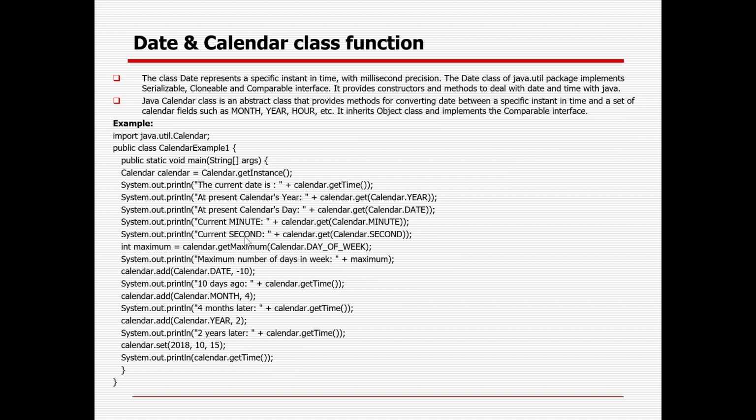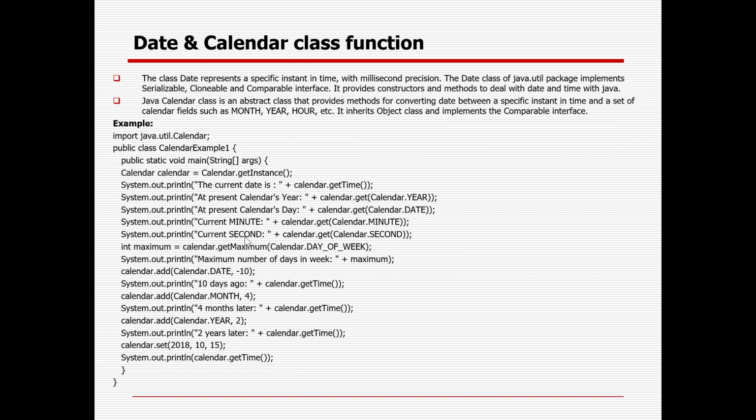The date class represents a specific instance in time, with millisecond precision. The Date class of the java.util package implements the Serializable, Cloneable, and Comparable interfaces. It provides constructors and methods to deal with date and time in Java. The Java Calendar class is also an abstract class, which provides methods for converting dates between a specific instance in time and a set of calendar fields such as month, year, hour, etc.